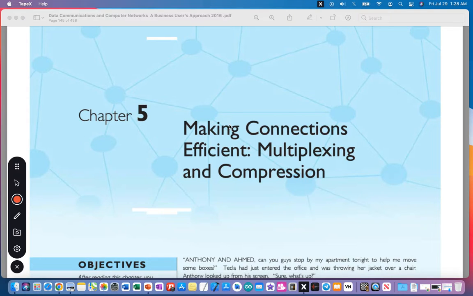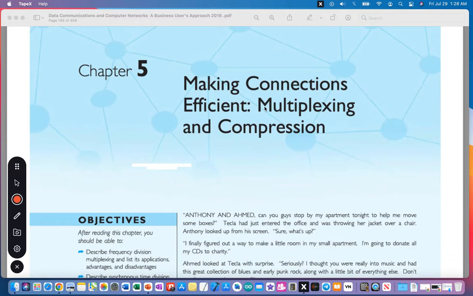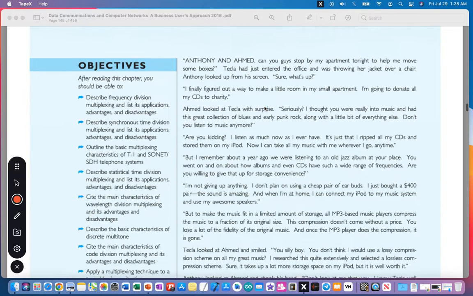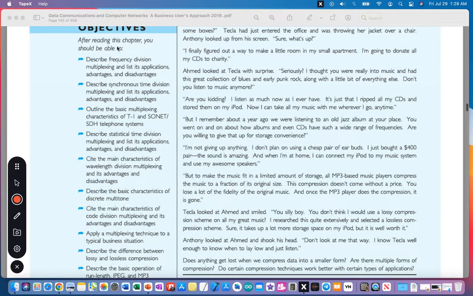Chapter 5 is about making connections efficient, multiplexing and compression. The objectives: after reading this chapter, you should be able to describe frequency division multiplexing and list its applications, advantages and disadvantages. Describe synchronous time division multiplexing, TDM, and list its applications, advantages and disadvantages. Outline the basic multiplexing characteristics of the T1 and SONET/SDH telephone systems.